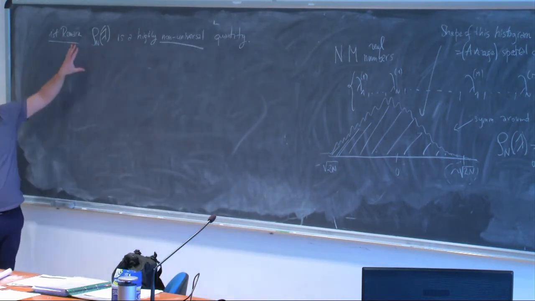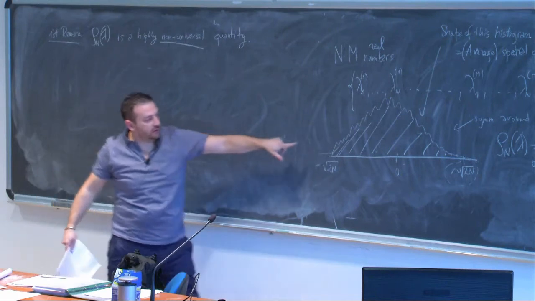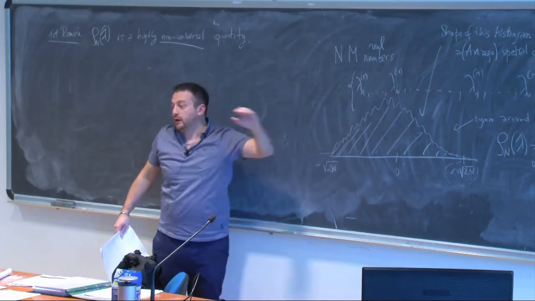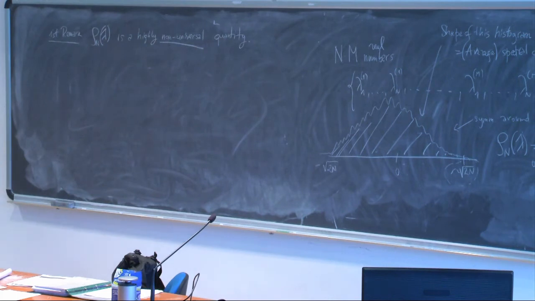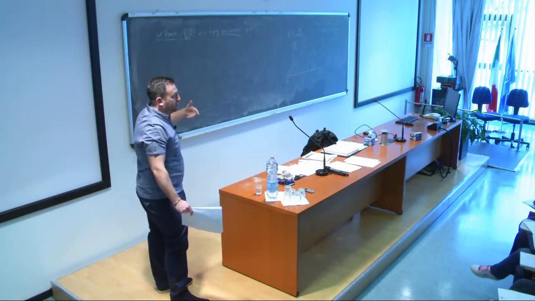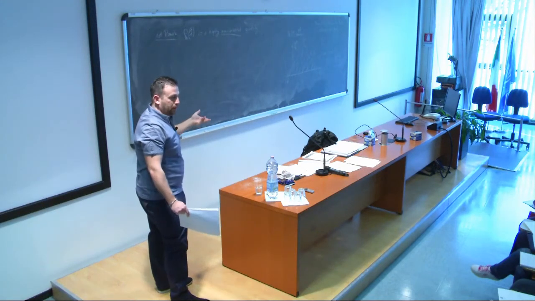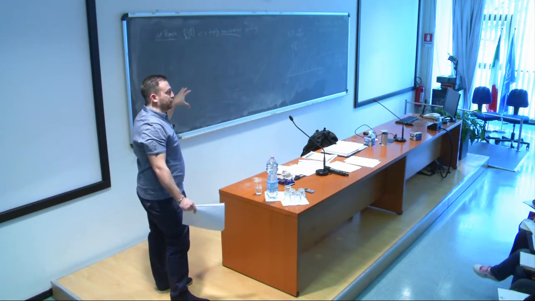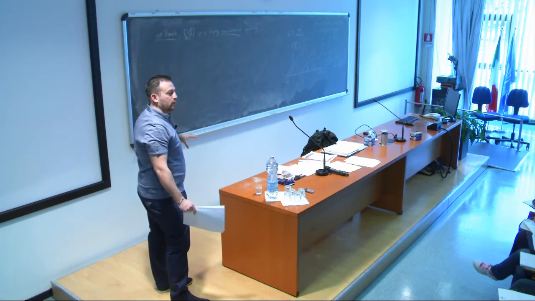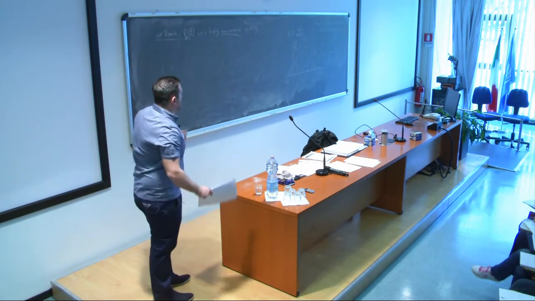So the spectral density, the shape of this histogram, is a highly non-universal quantity. This means that if you change the probability distribution of the entries, in general, this shape will change. And often, it will change a lot. Okay? So every ensemble, every joint distribution of the entries, will have its own distribution of the eigenvalues.